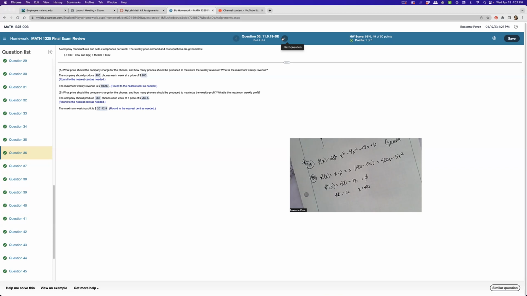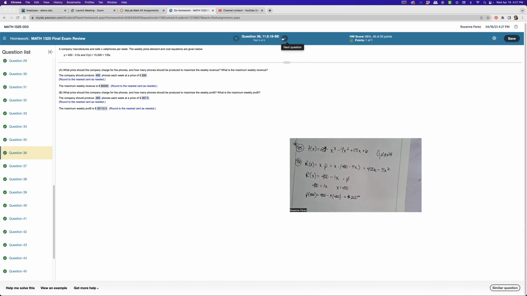And at this level of production x, what price should we be charging? So p evaluated at 400 is 400 minus 0.5 times 400, which gives us a price of $200.